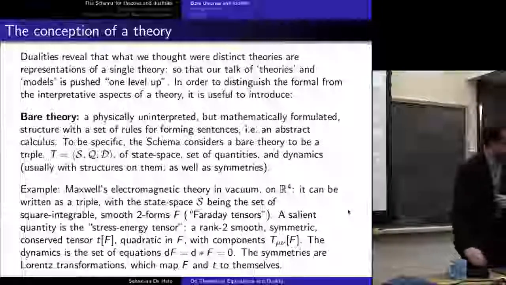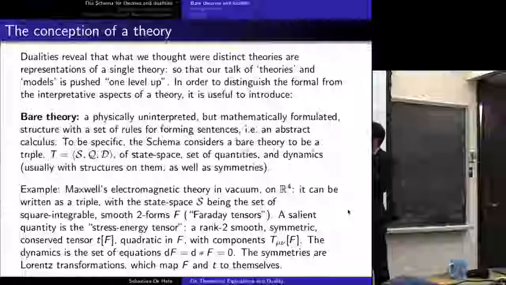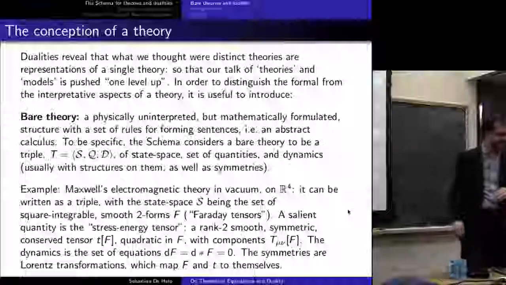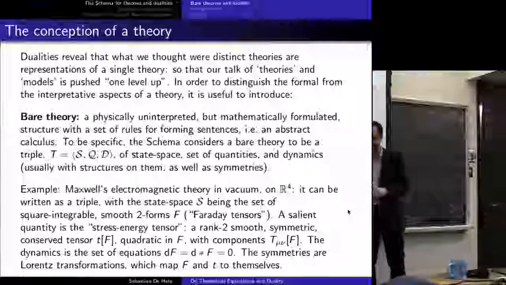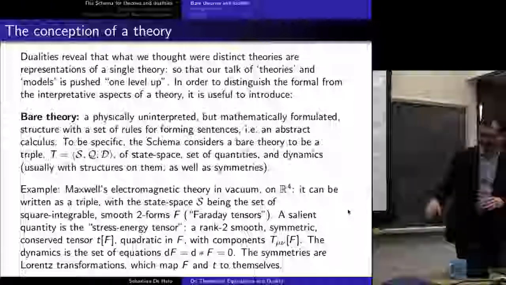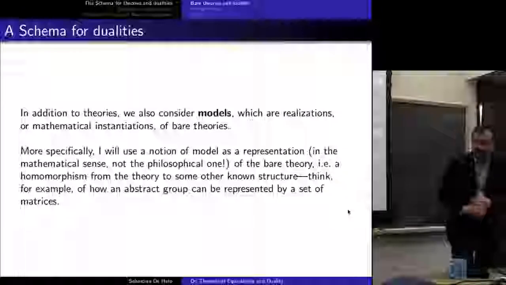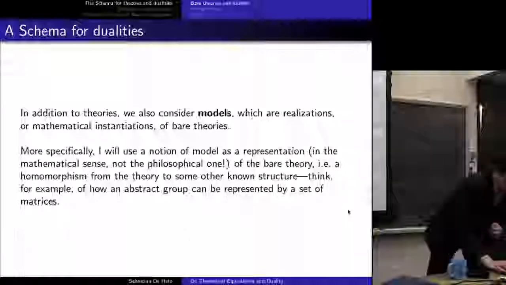That T is supposed to be a big T. I made it a small t in order to distinguish it from theory. Capital T stands for theory. But do you mean T_μν? Yeah, it's T_μν. Okay, so the components of small t are capital T_μν. That's notation, just to distinguish from theory. Yeah. Okay.